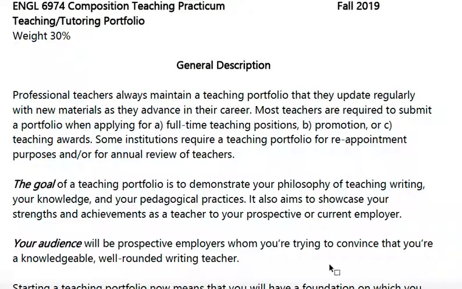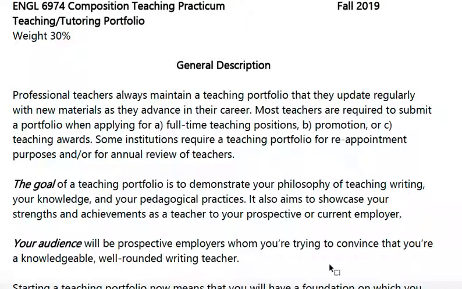Good morning. It's week 10, and we are about 5 weeks from the end of the semester. So it's about time you started working on your teaching and tutoring portfolio. This is one of the major requirements in this course. As you know from the course syllabus, it's about 30% of your total grade in this course.